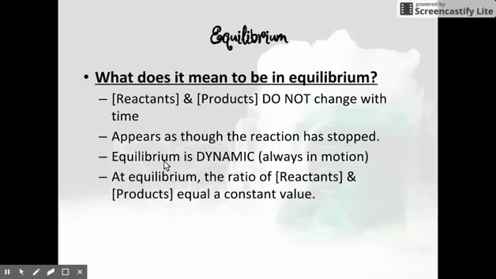So it's what we call dynamic. It's always in motion. There's always a conversion. Reactants get converted to products, products get converted back into reactants. So it's continuously doing that conversion, but just at the same rate. It also indicates that when we're at equilibrium, the ratio of our reactants to products is constant. And we demonstrated this last time in the activity.